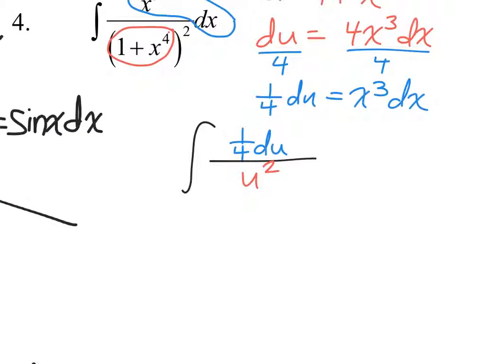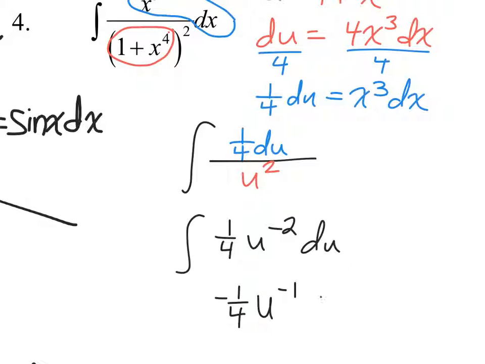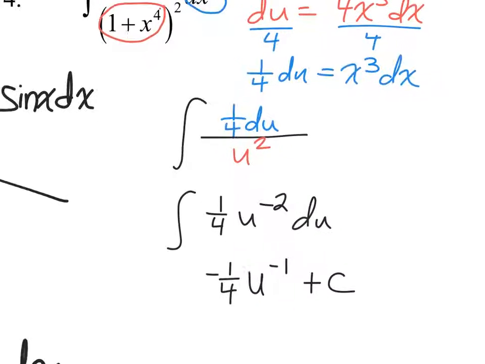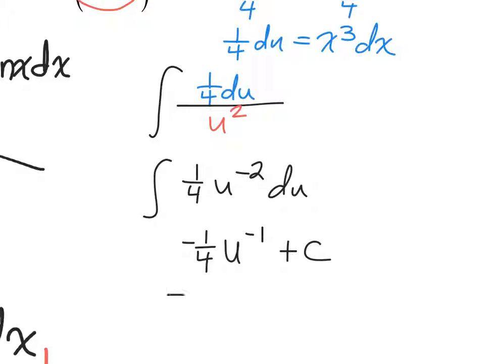So rewrite: 1/4 u to the negative second du. Increase the exponent by 1, becomes u to the negative first. Divide by the new exponent, negative 1/4 u to the negative first, plus c. And then just bring back the original u, which is 1 plus x to the 4th, and you have it.